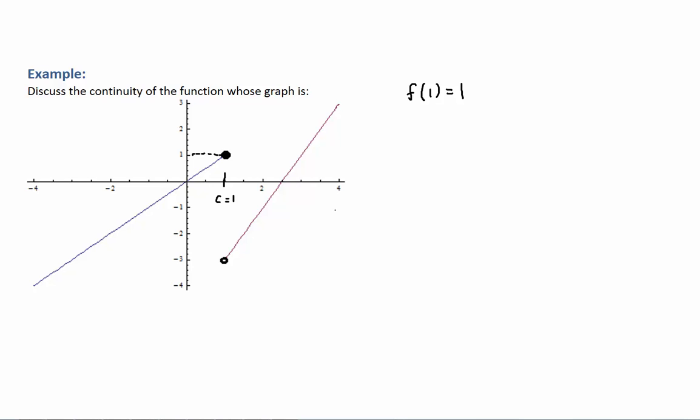Alright, so somebody came and knocked on my door, I guess. So, where was I? Yes, the function at 1 is 1.